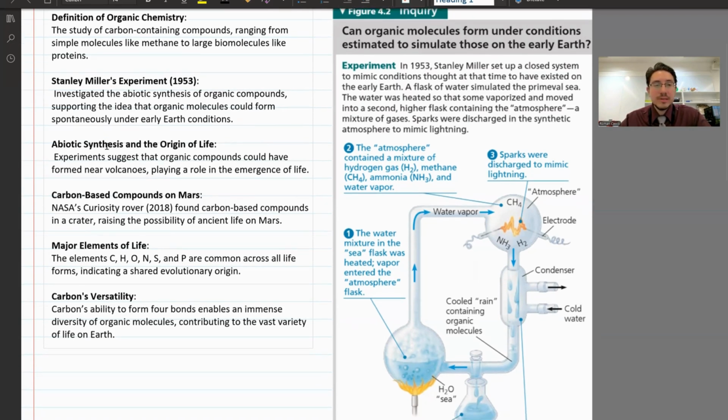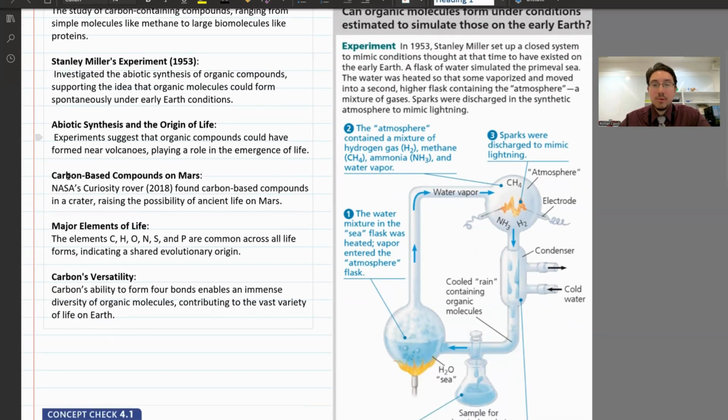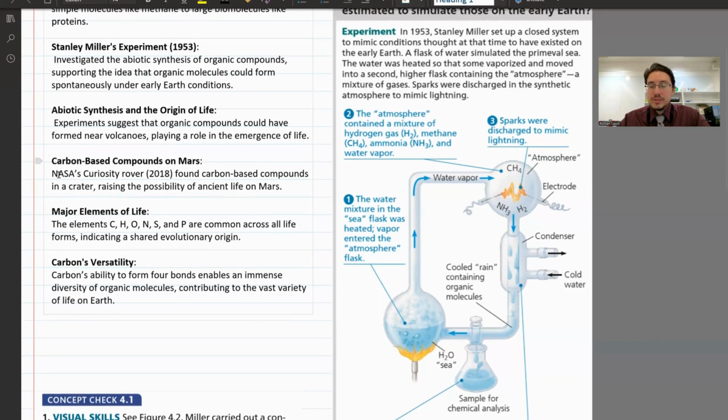Just to provide a little bit more context, abiotic synthesis and the origin of life. Experiments suggest that organic compounds could have formed near volcanoes, playing a role in the emergence of life. Can't have life without organic compounds first having formed. And one of the interesting things that astrobiologists will look into is if there are carbon-based compounds on other planets, like Mars. NASA's Curiosity rover in 2018 found carbon-based compounds in a crater, raising the possibility that life or ancient life has appeared or been on Mars.